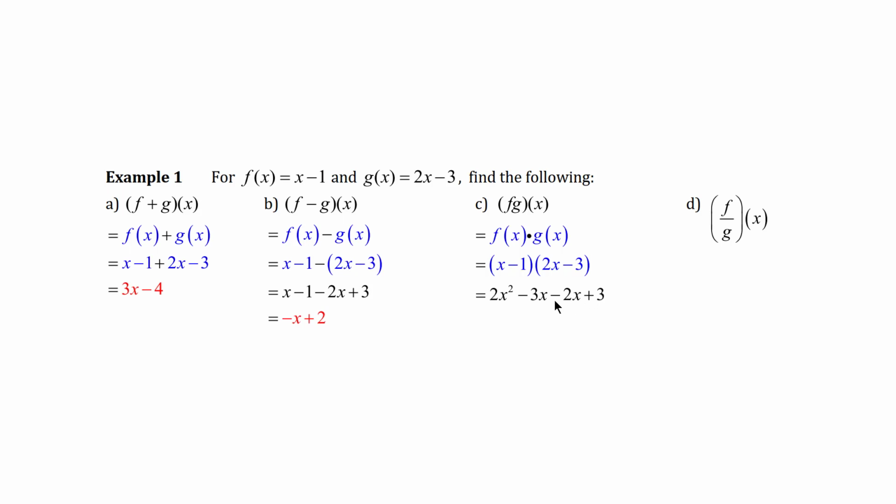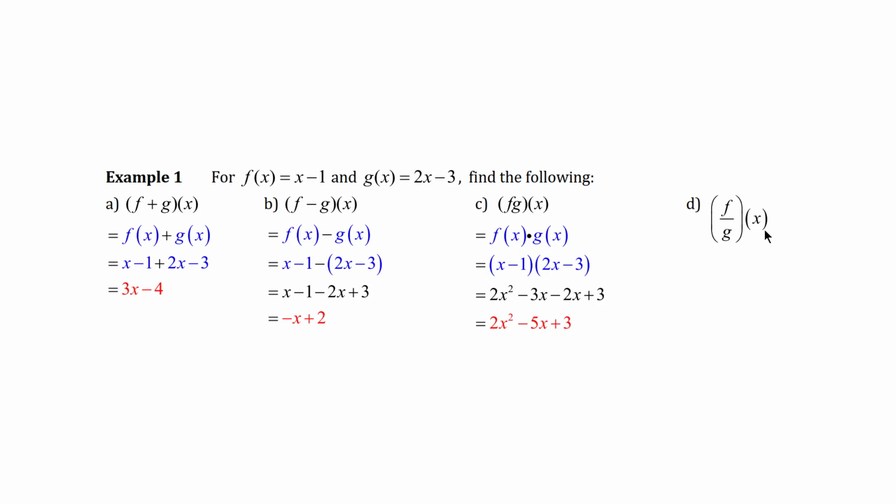Next, we combine like terms with the minus 3x and the minus 2x, which is negative 5x. The final result is 2x squared minus 5x plus 3. Next, we move on to part D. We need to find f over g of x.